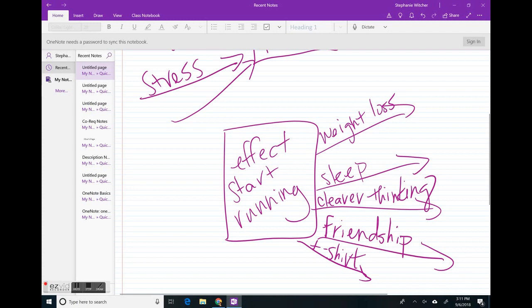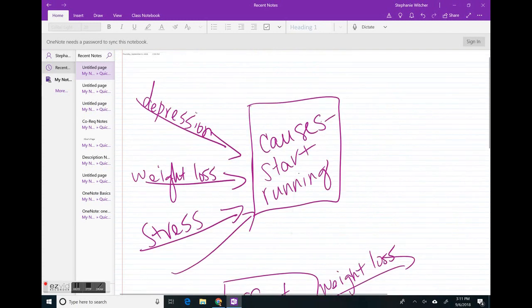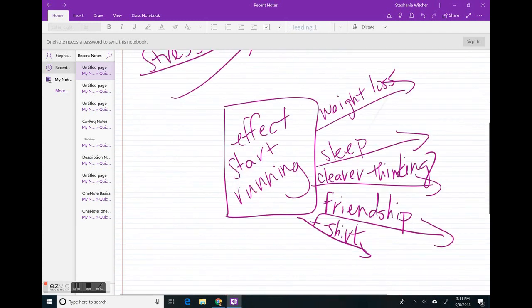So hopefully you can see how these are somewhat different. So causes will look more like this in my brainstorming, whereas effects will look more like this one over here.